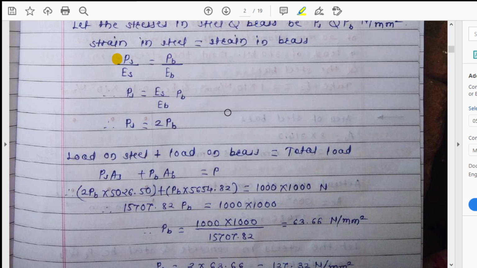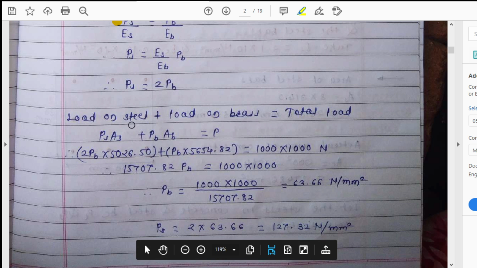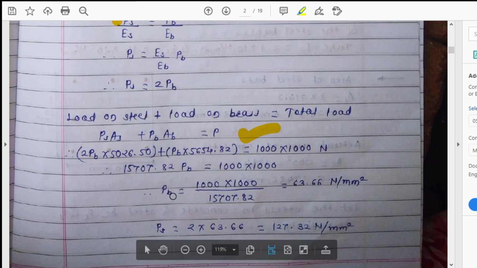So here I have written PS equals ES upon EB into PB, as 2 PB. Okay. Now by the formula, load on steel plus load on brass equals the load on the total column. So load will be PS into AS plus PB into AB equals P. This is your usual formula. Put all quantities in this formula and you'll get the value of PB.